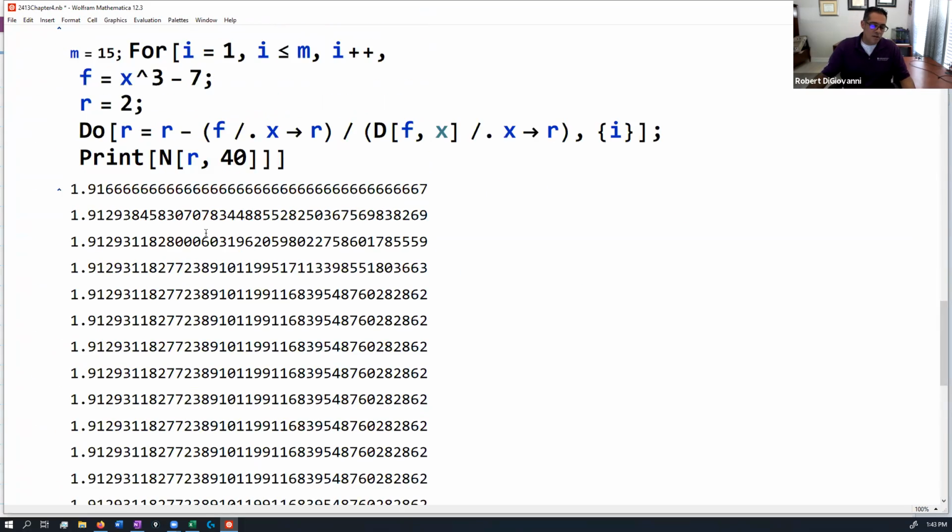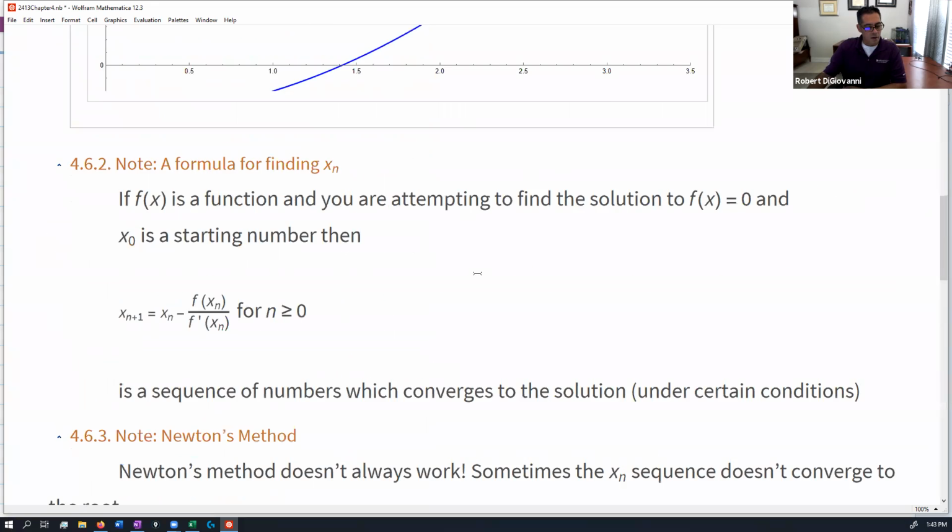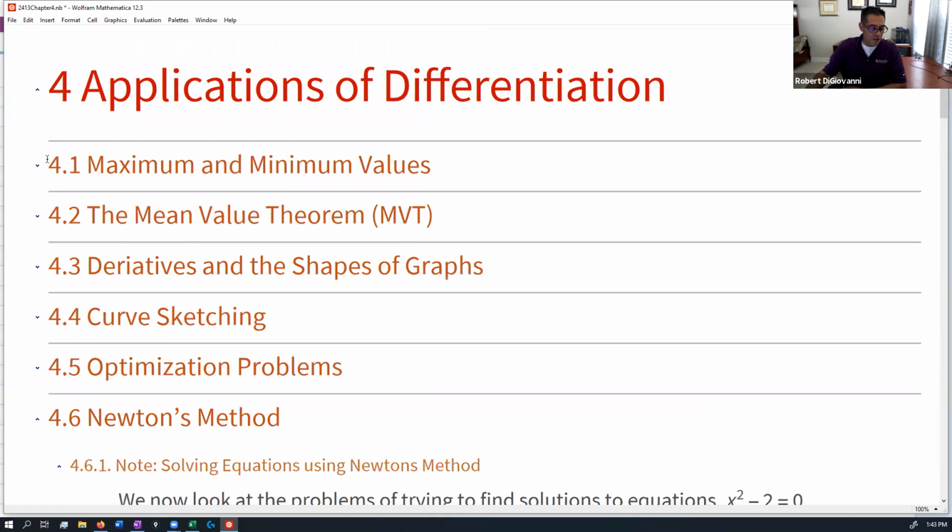So I'll show you the algorithm. We won't get into it too much more. And then we get into antiderivatives, which leads us into Cal 2. All right, so that's the plan. That's the roadmap of chapter 4. This is the last chapter of the class.